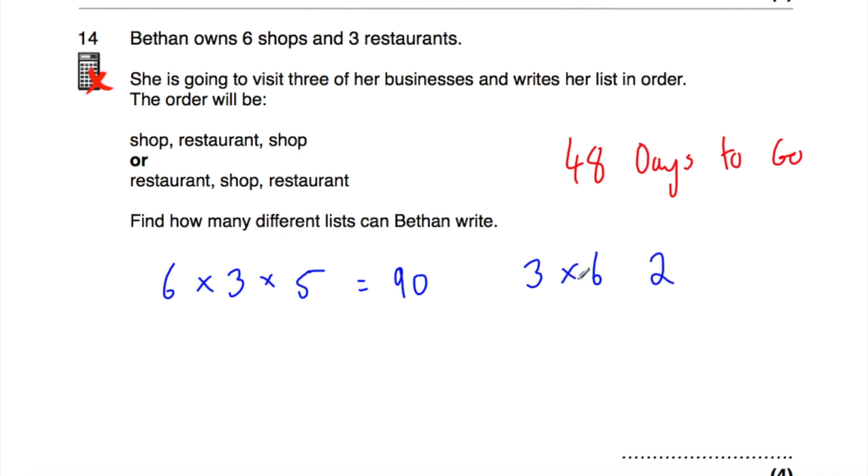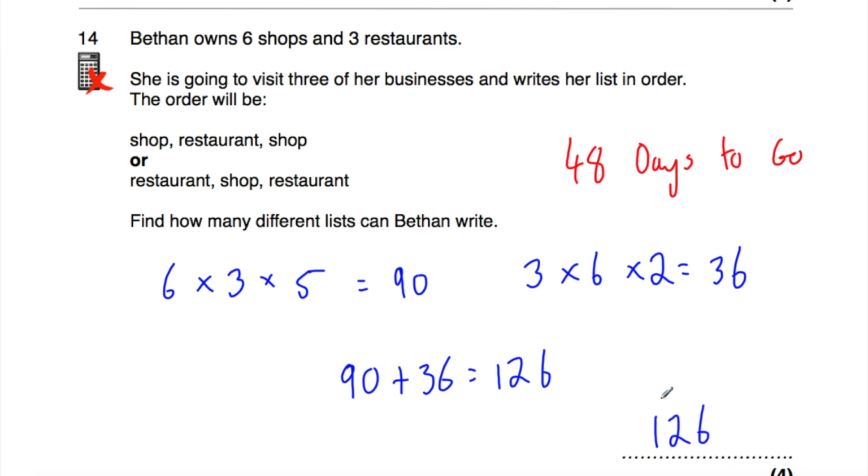So if we do 3 multiplied by 6 multiplied by 2, that'll tell us how many options she can write down in terms of visiting a restaurant, then a shop, and then another restaurant. So 3 multiplied by 6 multiplied by 2 is equal to 36. So altogether, we would have 90 plus 36 is equal to 126. So there's 126 possible lists she could write in terms of the businesses she's going to visit, and that's it. And if you got that, well done. Okay, let's have a look at our next question, question number 15.